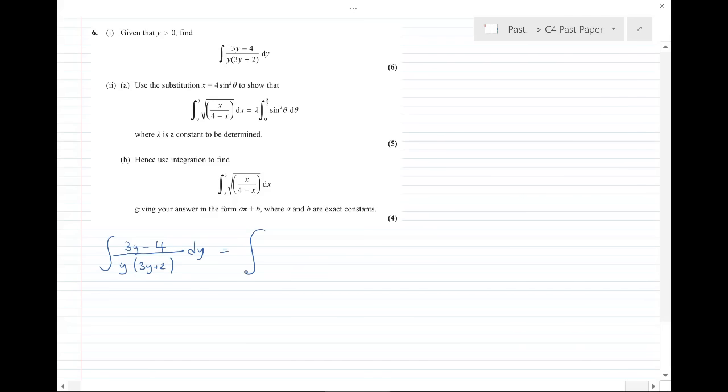Okay, so I'll try and explain how this works. We know that it's going to be split into 2 fractions with y and 3y plus 2 as the denominator, dy.